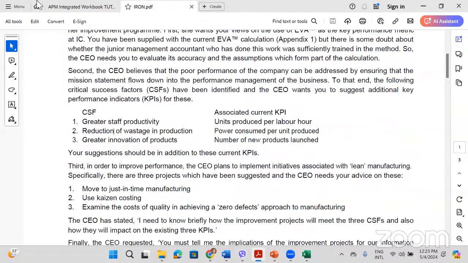Number 2, reduction of wastage in production. Power consumed per unit produced. It's not related, right? Power consumed per unit will not tell us the wastage. So how do you measure wastage? Input output is productivity. Reduction of wastage in production. What will measure?